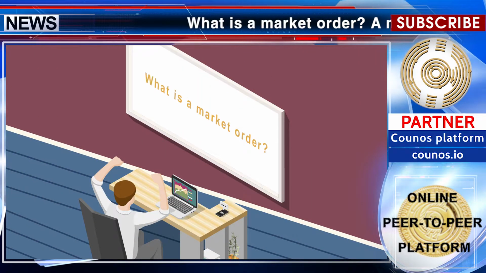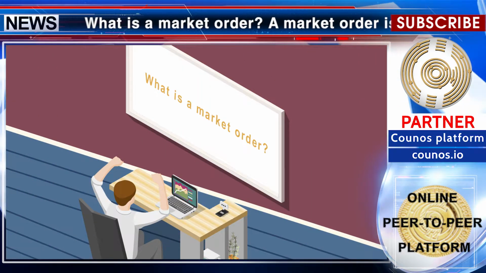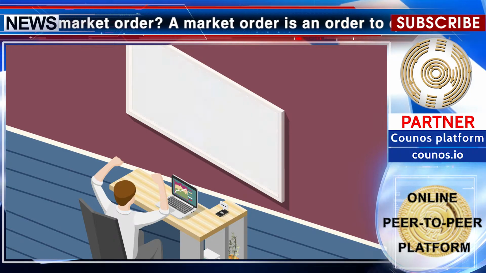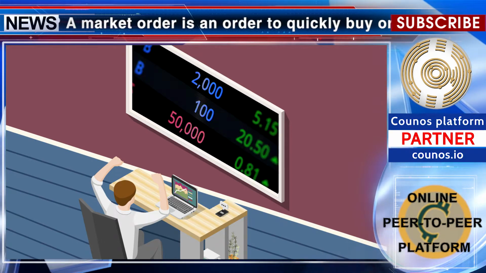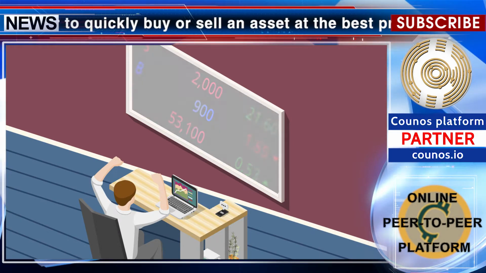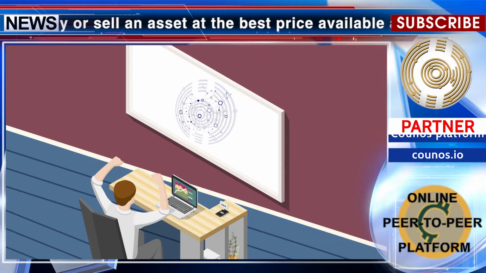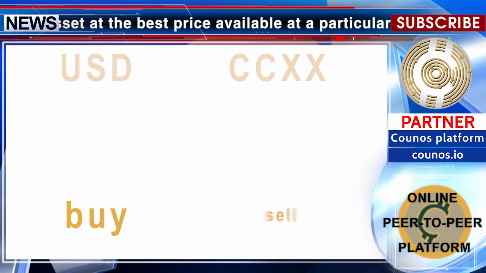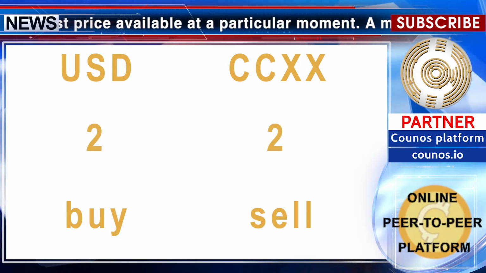What is a market order? A market order is an order to quickly buy or sell an asset at the best price available at a particular moment. A market order is executed instantly at the current market price based on orders that were previously placed in the order book. For example, you want to buy 2 CCXX coins.